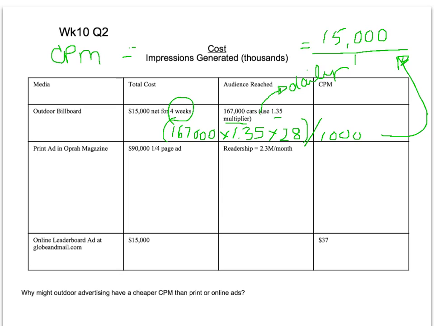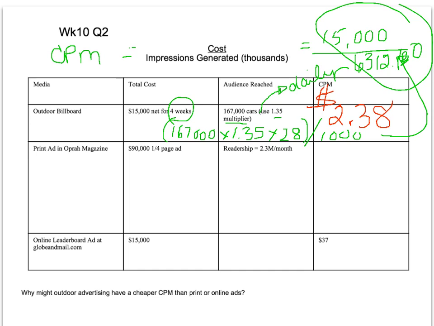And the resulting number will be 6,312.60. Executing this operation, your answer will be a CPM of $2.38. You're paying $2.38 for every 1,000 impressions.